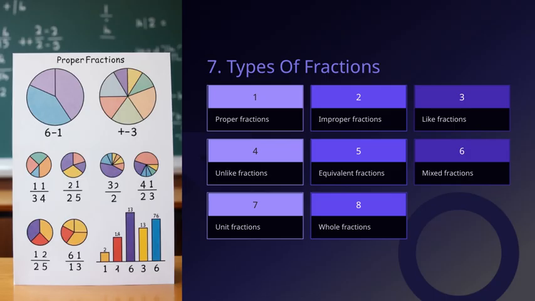Then, we have improper fractions, where the numerator is greater than or equal to the denominator, and they often represent quantities greater than 1. Equivalent fractions are different fractions that represent the same value, which is key when comparing fractions. Whole fractions are simply whole numbers expressed as fractions, like 3/1, showing the whole as a fraction. Like fractions share the same denominator, making them easier to compare or add. Lastly, there are mixed fractions, which combine a whole number and a proper fraction, like 2 and 1/2. Recognizing these different types helps us understand fractions better and see how they relate to real-world situations.